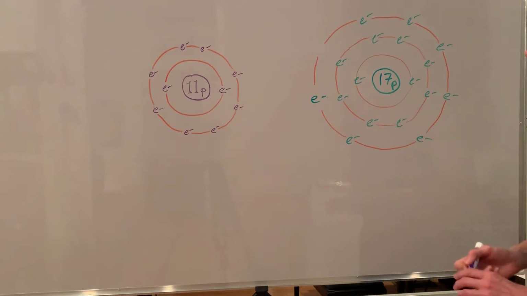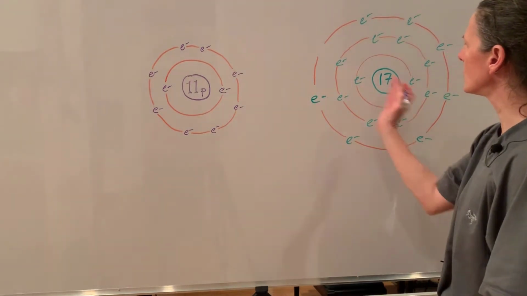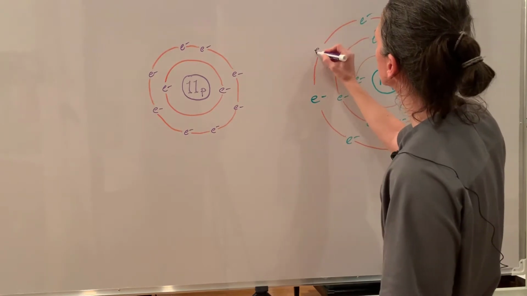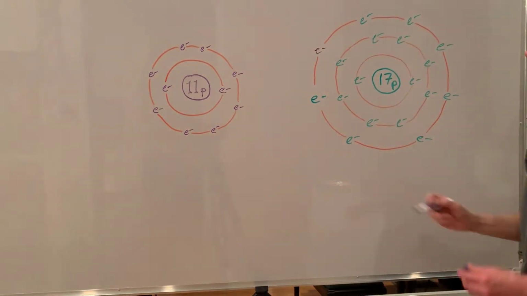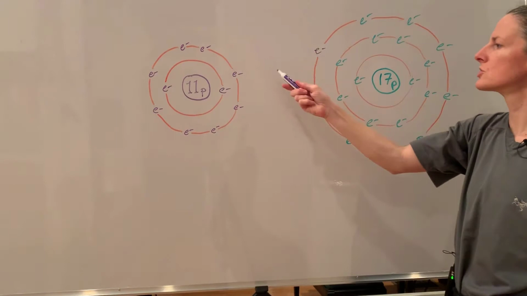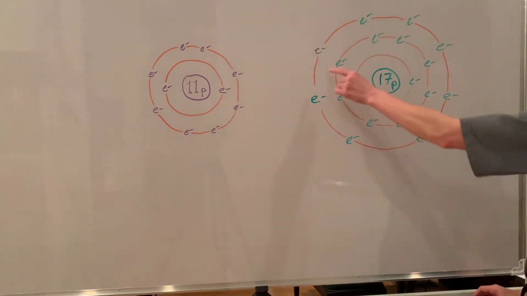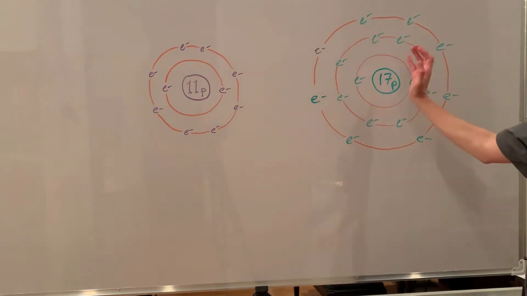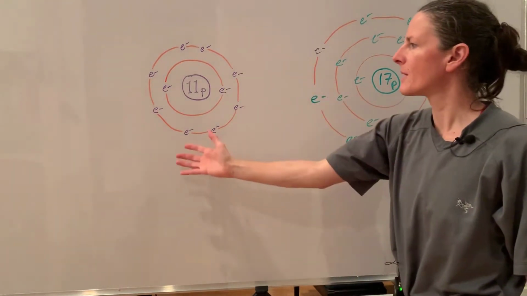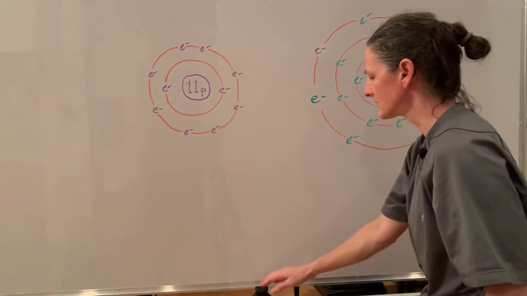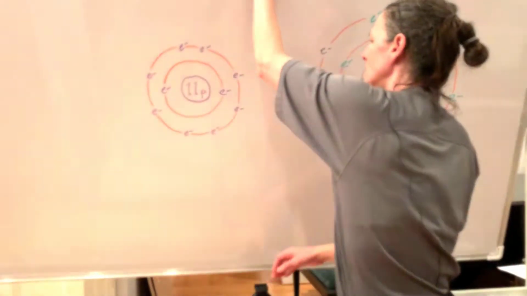And so what happens is, when sodium and chlorine are in proximity, sodium can give up an electron and give it to chlorine. So now one electron that was in the third shell of sodium can come over to chlorine and fill that one space in the third shell of chlorine, and at the same time get rid of the third shell of sodium. So now we have a completely filled second shell.